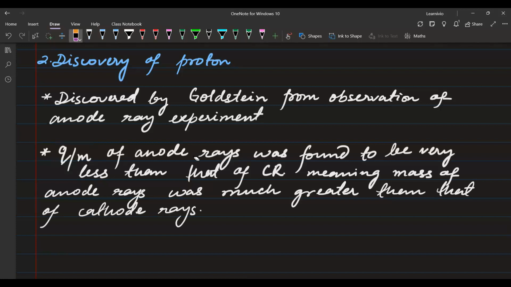And if the denominator is large, then only the value will be smaller. That is why this is positively charged, because anode rays are positively charged. Okay, so it is originating from the positive and ending at the negative. So we write: mass of proton will be much higher than the mass of electron.